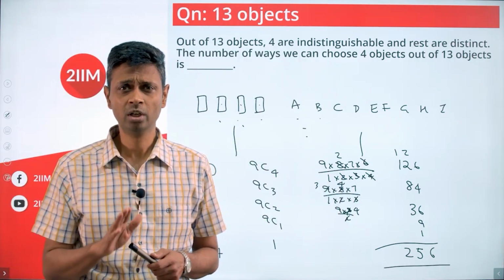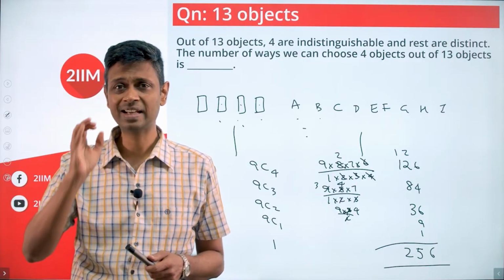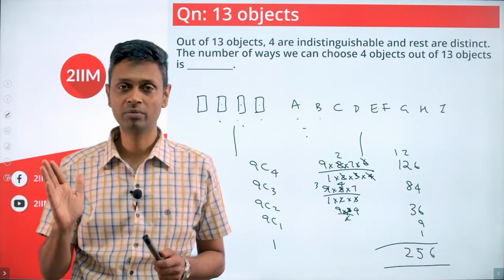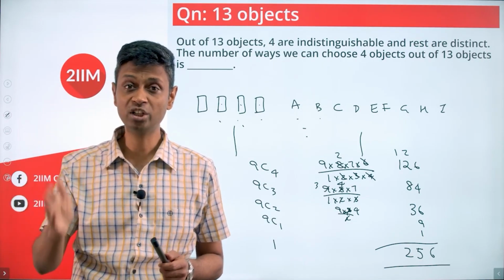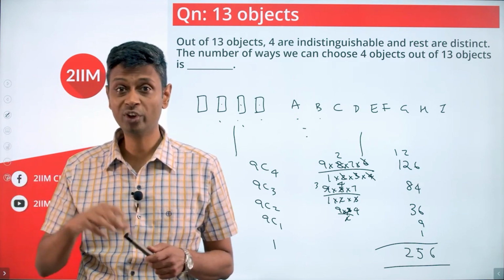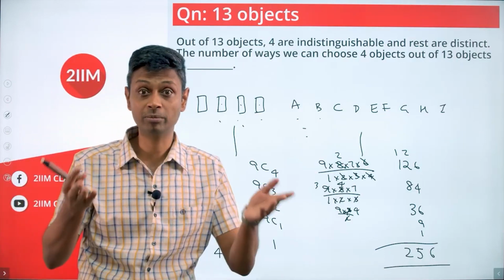A beautiful question. One thing to remember: when objects are distinct, discrete, different, identifiable separately, then what you select matters. When objects are identical, same, indistinguishable, only how many you select matters. There's no way of saying some 2 out of these 4 are selected. Any 2 out of these 4 makes the same selection.